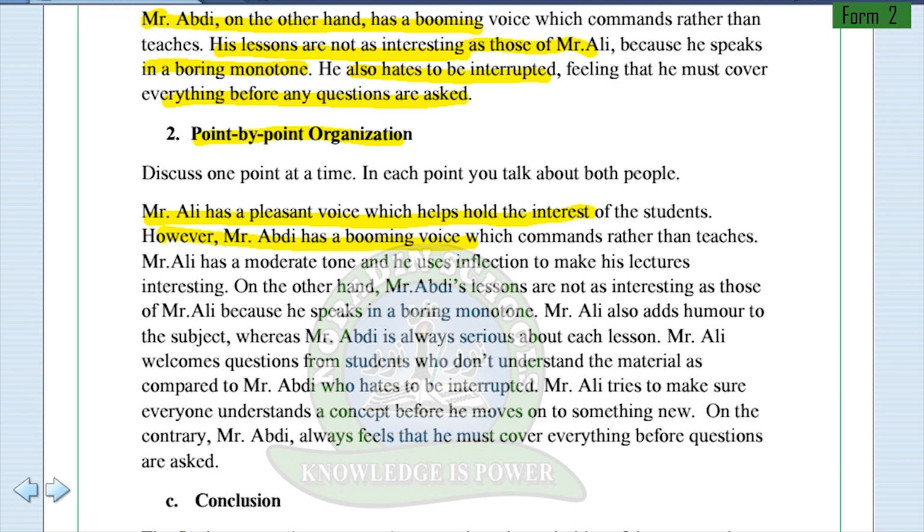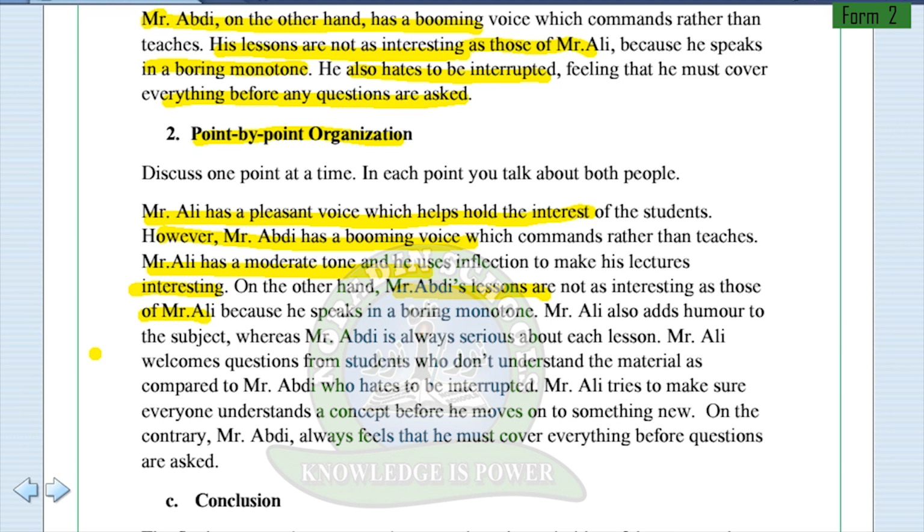This is the difference between them. Again, Mr. Ali has a moderate monotone. He uses inflection to make his lectures or lessons interesting. On the other hand, Mr. Abdi's lessons are not as interesting as those of Mr. Ali. Why? People are not the same like us.